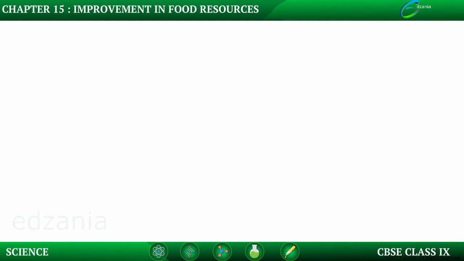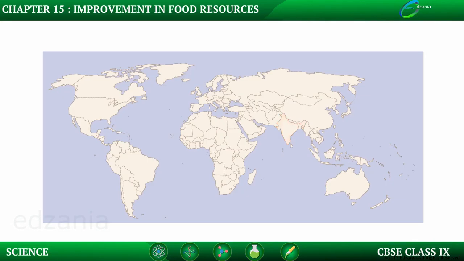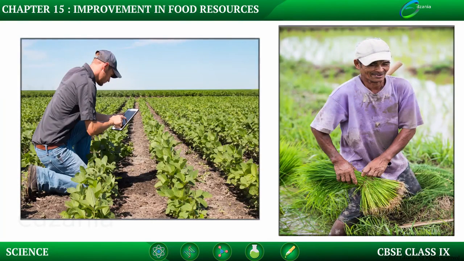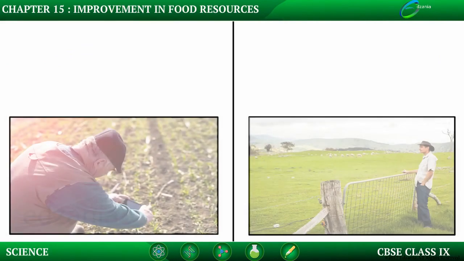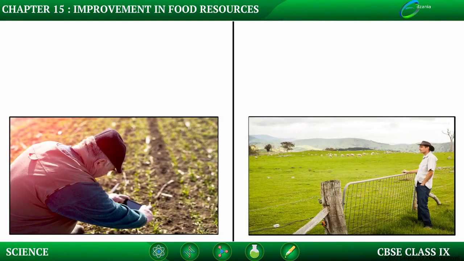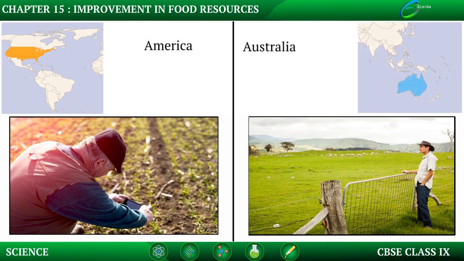Crop production management. In India, as well as in many other agricultural based countries, farming ranges from small to very large farms. Different farmers have more or less land, money, and access to information and technologies. For example, farmers in big countries like America and Australia are able to get more information and technologies about crop production management.